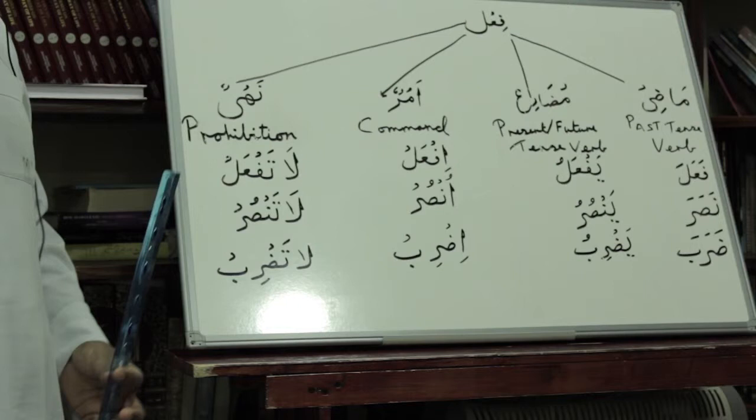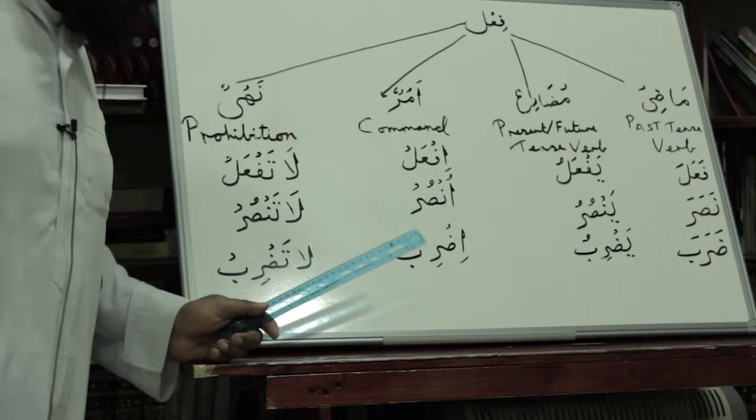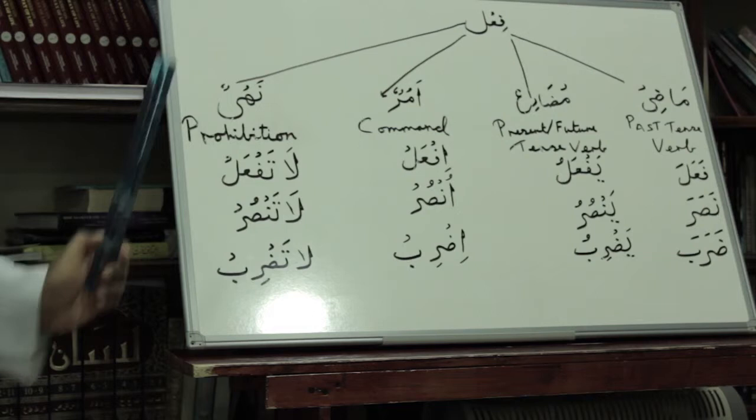So amr again means command, to order something. Here an example is if'al, do. Okay, nahi means prohibition, to order not to do something. La taf'al, do not do.